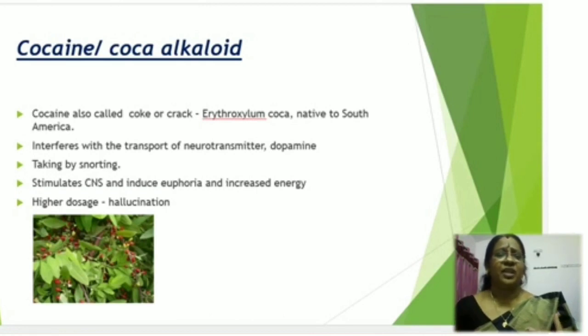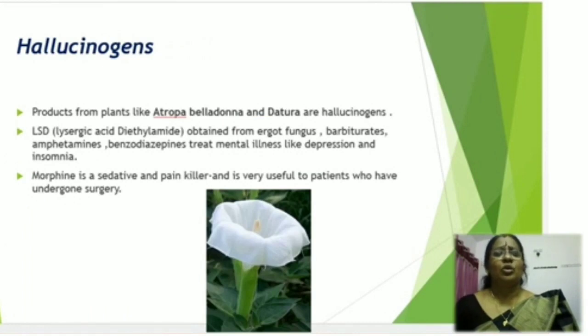It interferes with the transport of the neurotransmitter dopamine. It stimulates the central nervous system and induces euphoria and increases energy. It is generally taken by snorting, and a higher dose causes hallucination. So the hallucinogens are products from plants like Atropa belladonna and Datura, the two plants whose products have hallucinogenic activity.